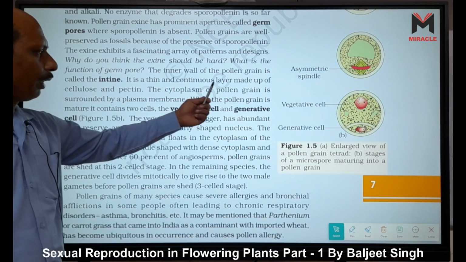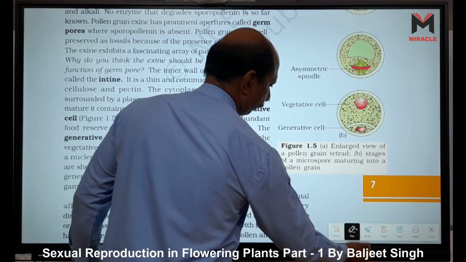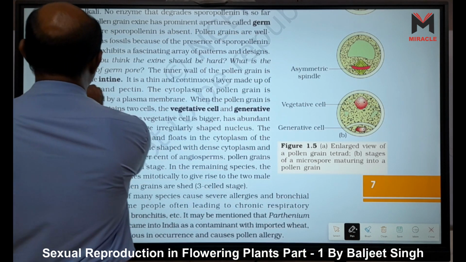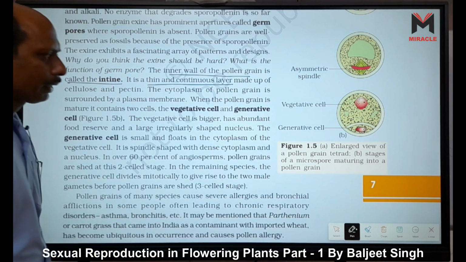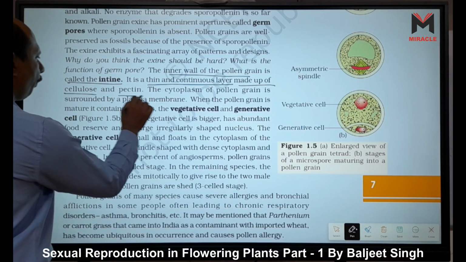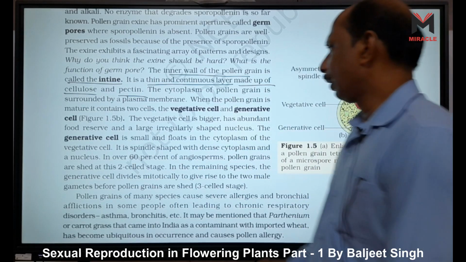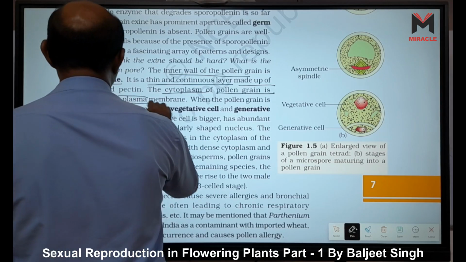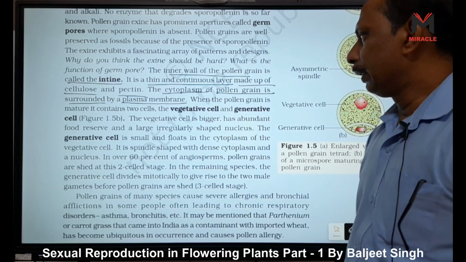What is intine? The inner wall, a thin and continuous layer made up of cellulose. Exine is a discontinuous layer, whereas intine is a continuous layer made up of cellulose and pectin, and that's why we can also call it pectocellulose. The cytoplasm of the pollen grain is surrounded by a plasma membrane. The outer wall is pectocellulose, then the plasma membrane.